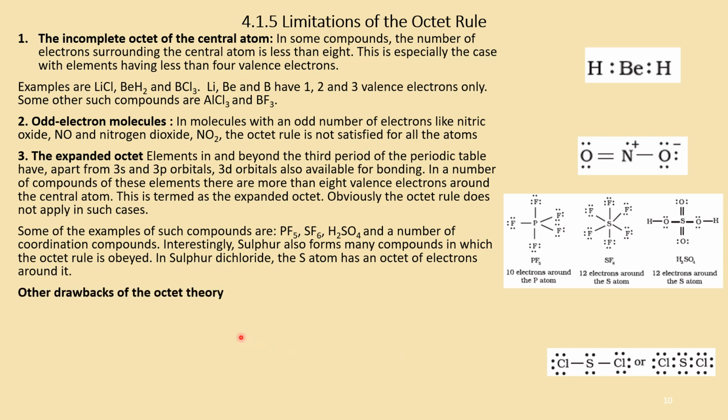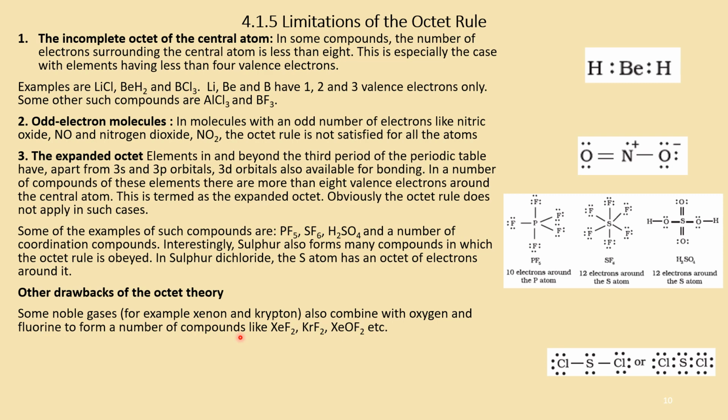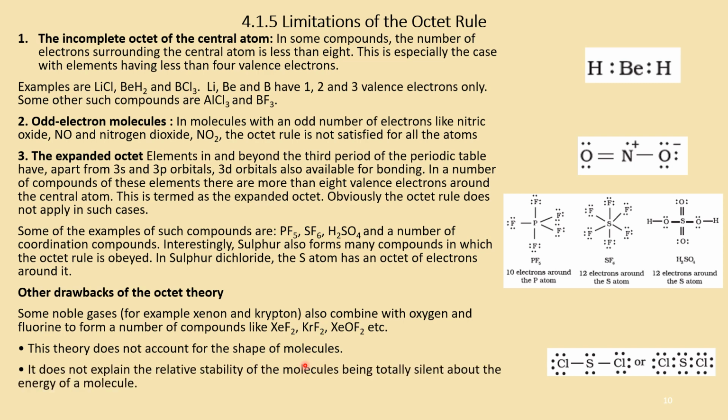Other drawbacks of the octet theory are that some noble gases, for example xenon and krypton, also combine with oxygen and fluorine to form a number of compounds like XeF2, KrF2, XeOF2, etc. This theory does not account for the shape of the molecules. It does not explain the relative stability of molecules, being totally silent about the energy of the molecule.